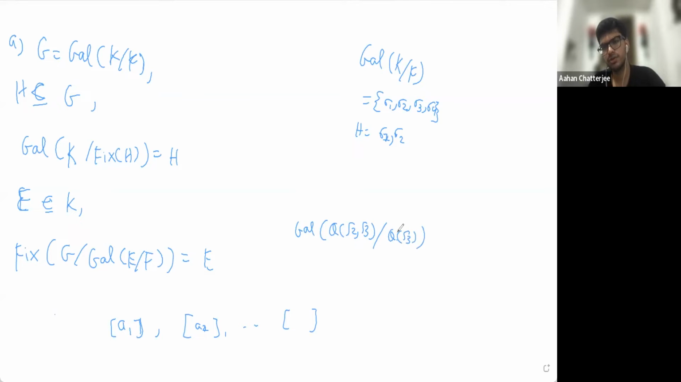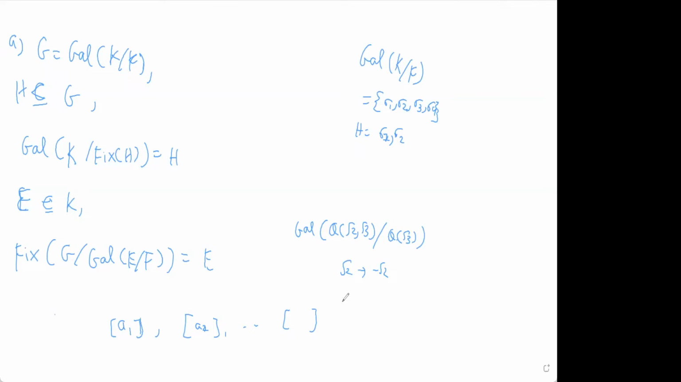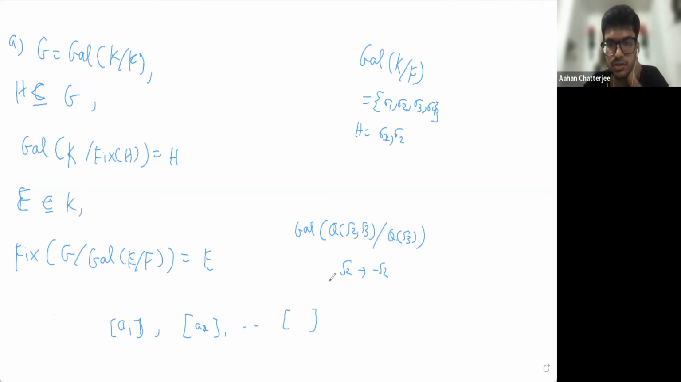So what you're doing is you're considering the maps of root 2 and root 3 which fix everything in Q(root 3). So basically you're just going to send root 2 to minus root 2. The automorphisms that will fix Q(root 3), yeah, exactly. So that will be just sigma 1 and sigma 2.